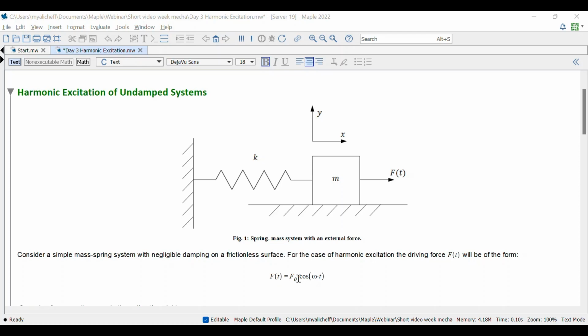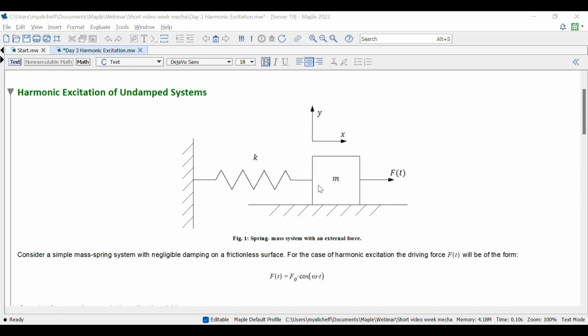Here in this equation, F0 is the magnitude of the force, and omega is the angular frequency of the applied force. This frequency is often referred to as input frequency, driving frequency, or forcing frequency. It has units of radians per second.